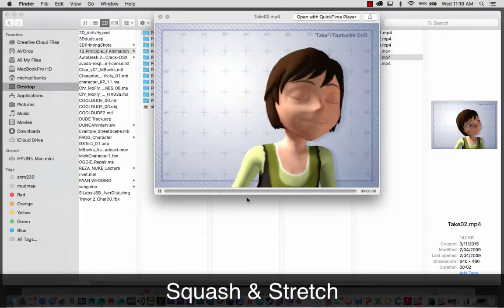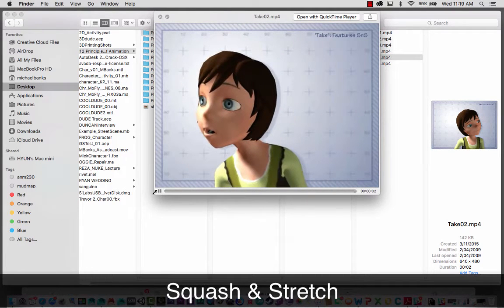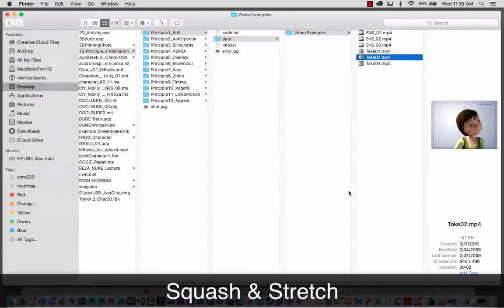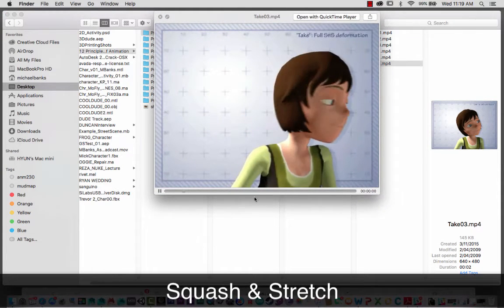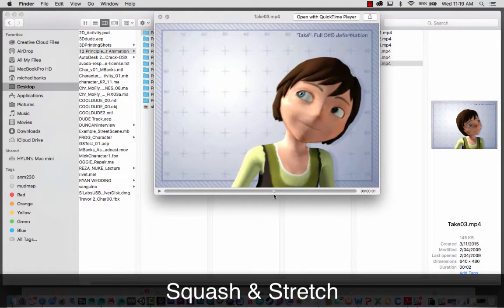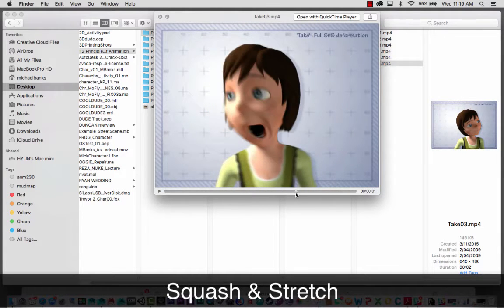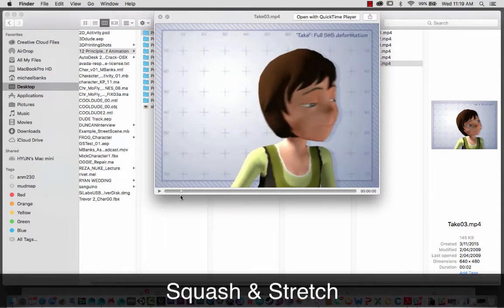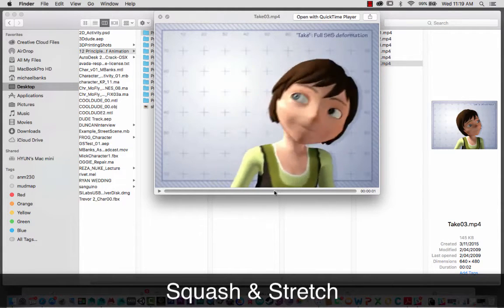A little bit of squash and stretch in there. There we go. Did you see that? Look at that. Oh, pulling it over. Let's go to the final. And whoa. See that? Motion blur in there too, guys. Boom. Boom.